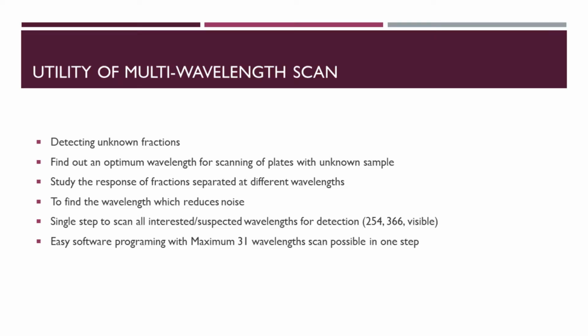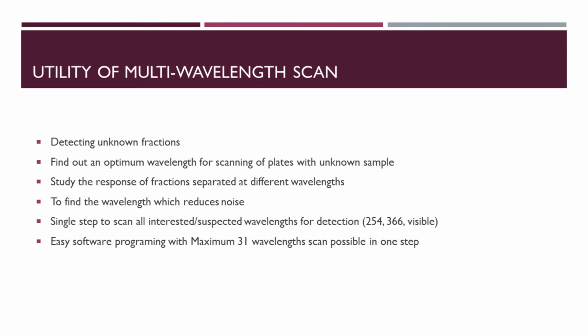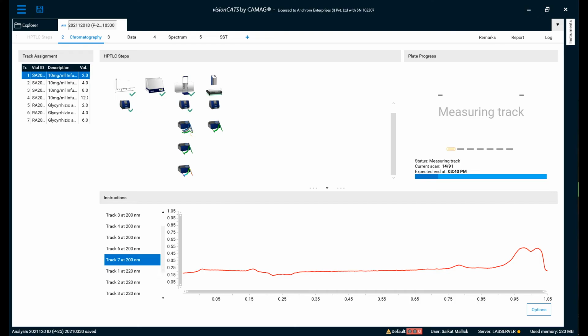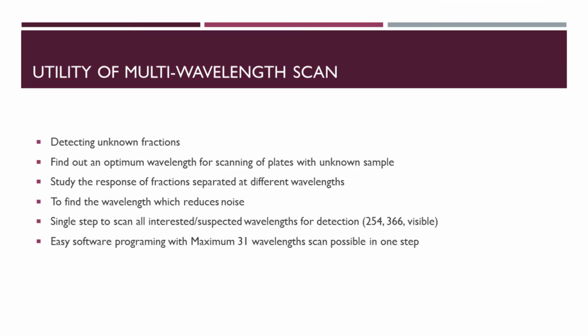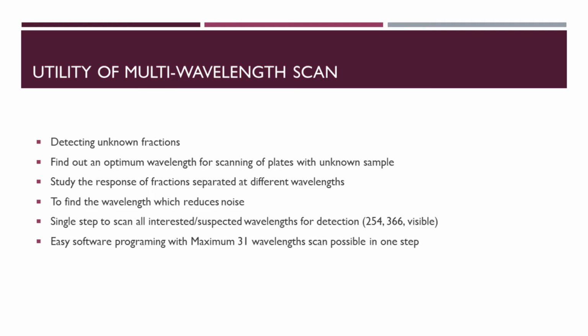Multiple wavelength scan helps in detecting unknown fractions which are not detected in fixed 254 and 366 nanometer wavelength. It also helps in finding out optimum wavelengths for detection where there are mixed fractions of unknown sample. It helps in study of response of fractions separated at different wavelengths, to find wavelengths which have minimum noise to the chromatograms.